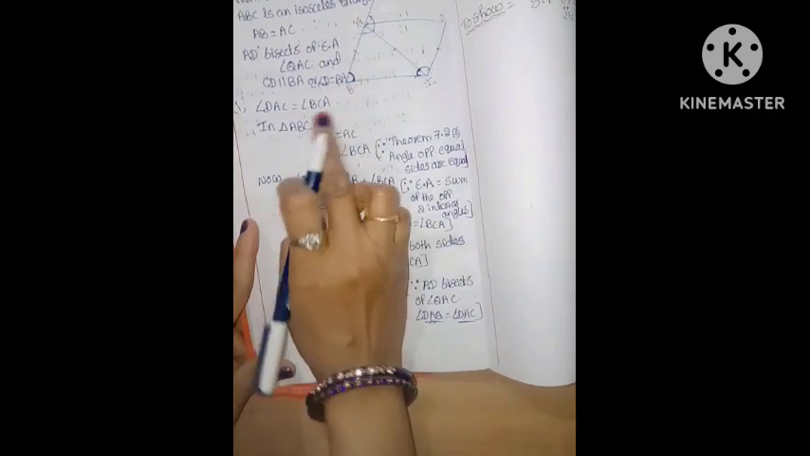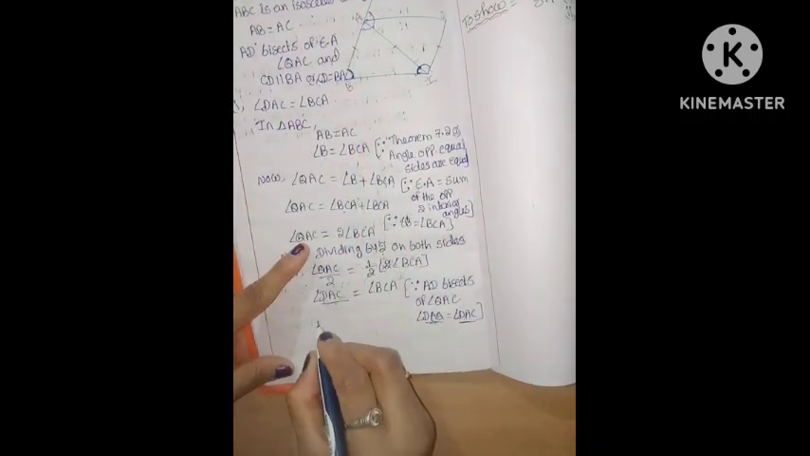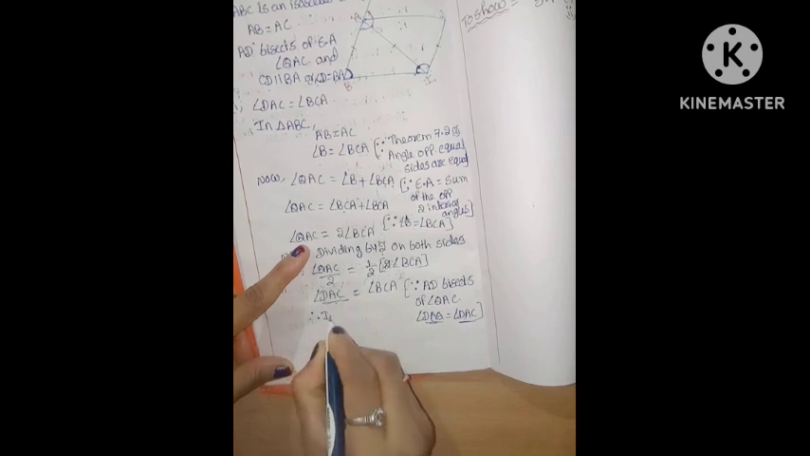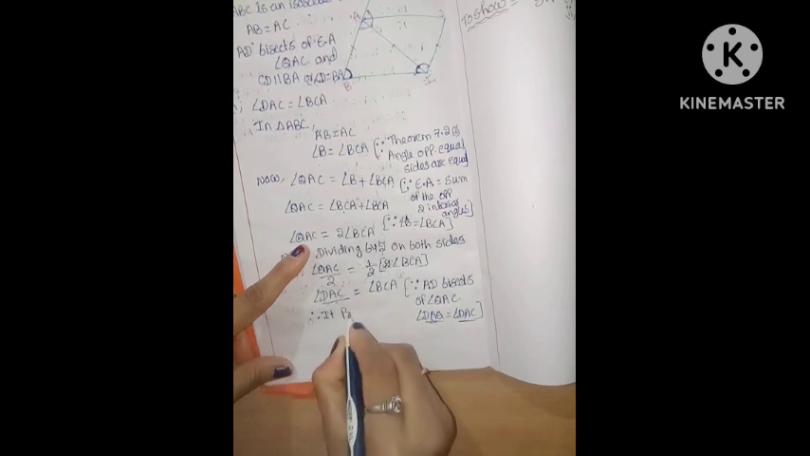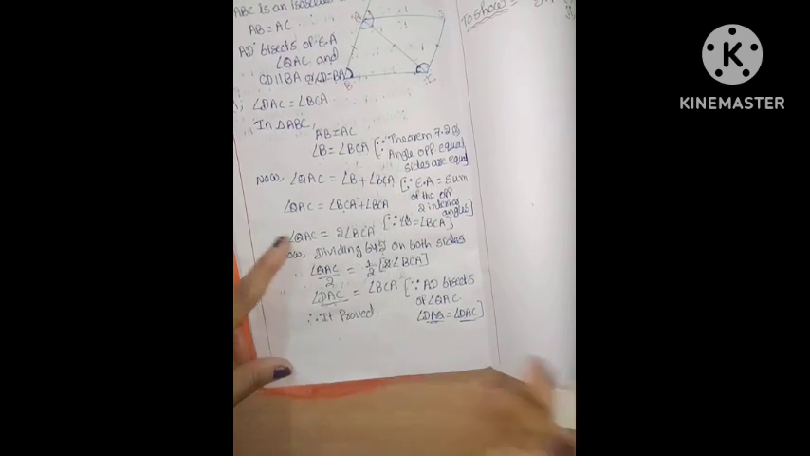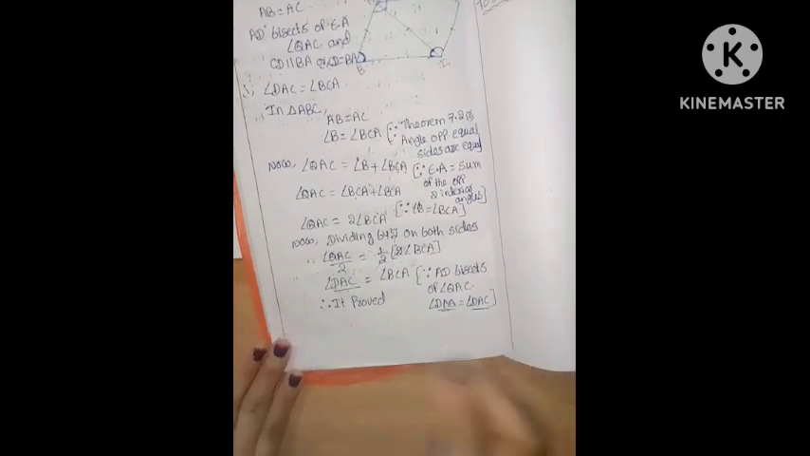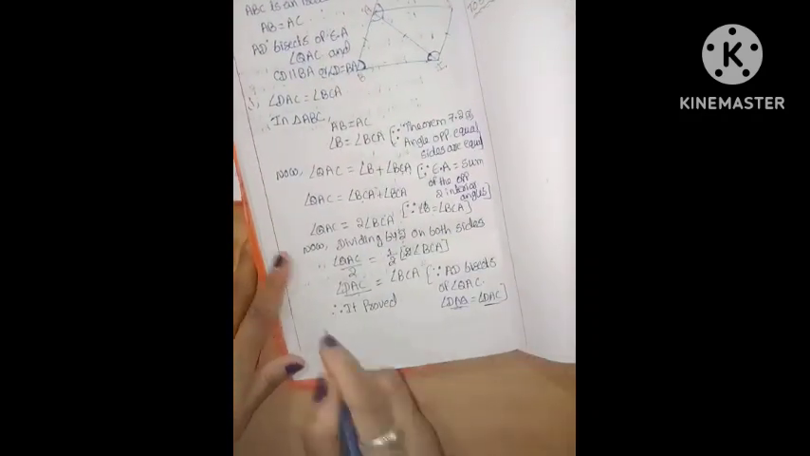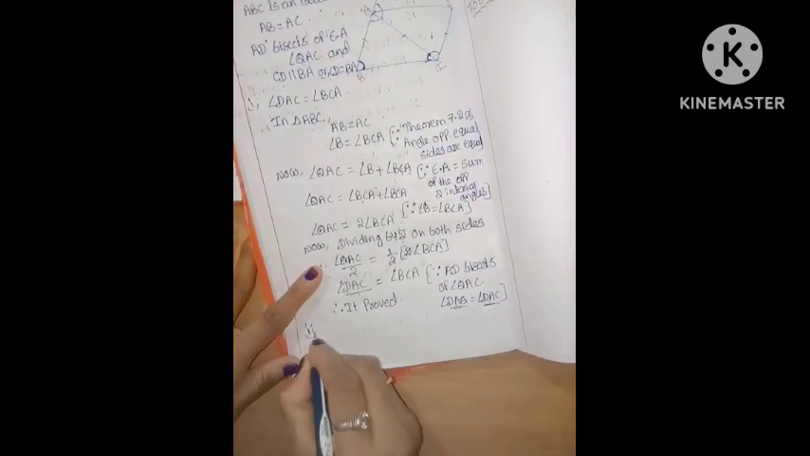So first question, is it proved? Yes, it is proved only. So therefore it is proved. Hence it is proved only. So first question is over, and next the second one. What's the second one? ABCD is a parallelogram. So we have to show that ABCD is a parallelogram.